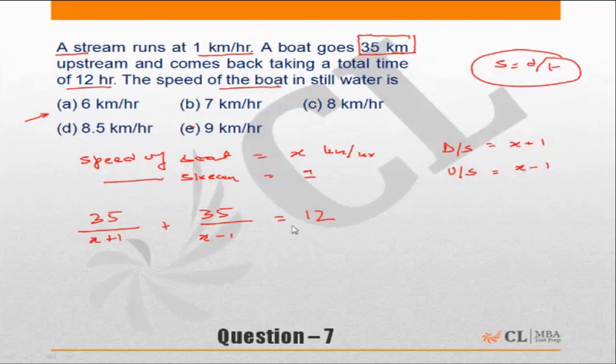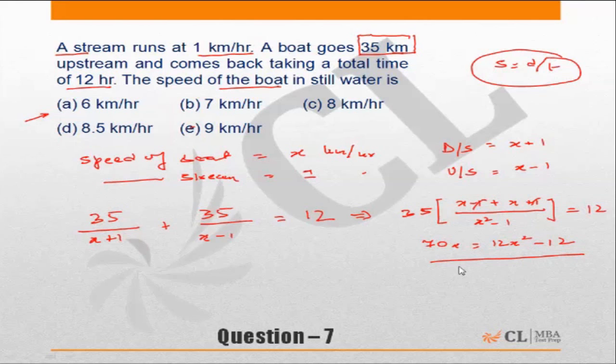If you don't do that, what would typically happen is you will convert it into a quadratic equation, which means you will say 35 into, taking 35 common, the denominator will be x square minus 1, x plus 1 and x minus 1. This will be x minus 1 plus x plus 1 equal to 12, and these get cancelled out, so you'll get 70x is equal to 12x square minus 12. Quadratic equation, not solving it will take time.